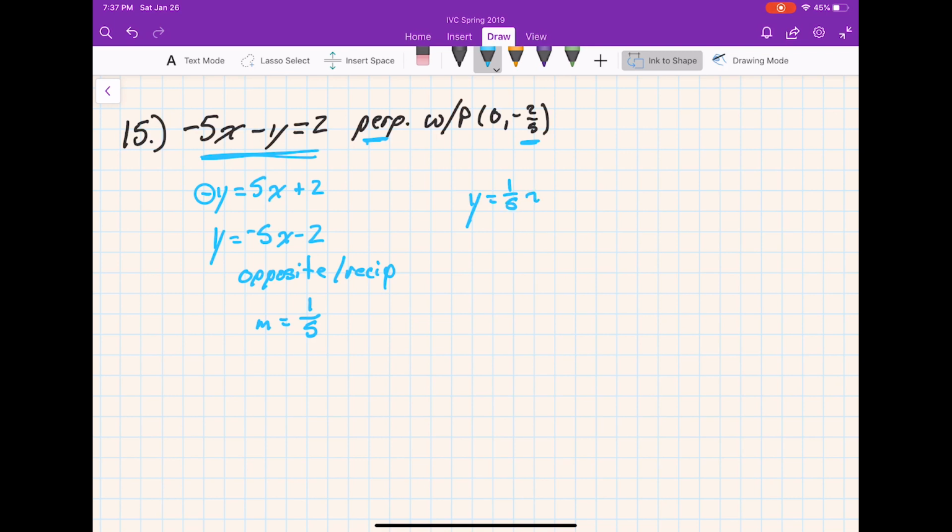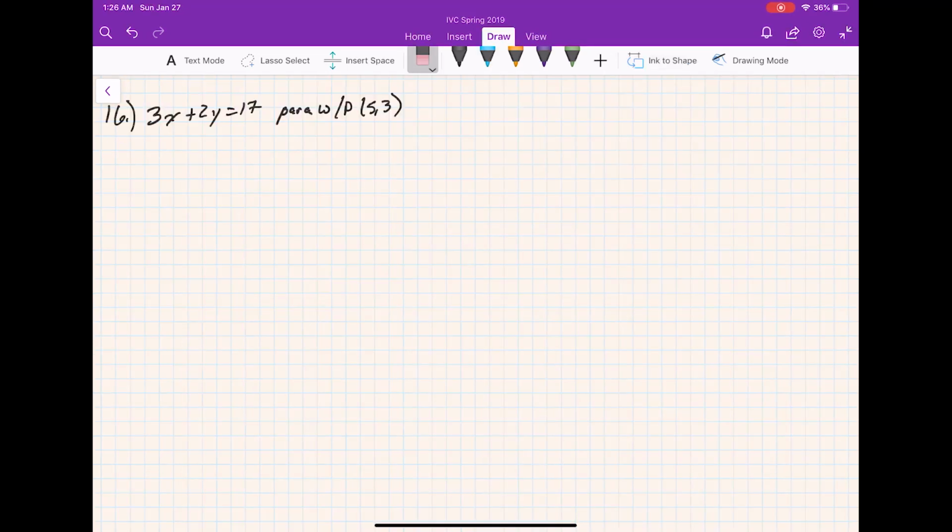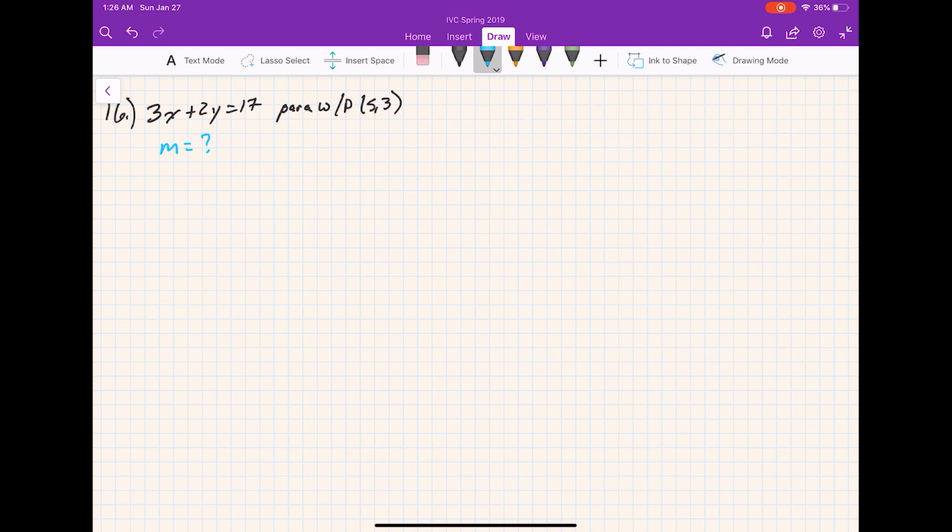So we can just rewrite this in, sorry, not point-slope form, y-intercept form: y equals 1/5 x minus 2/5, because they gave us our y-intercept in this particular problem, so that made it really easy. So moving on to number 16, it's the same kind of question, where we need to find the slope of this line before we can find what's parallel to a line with 5, 3 in it.